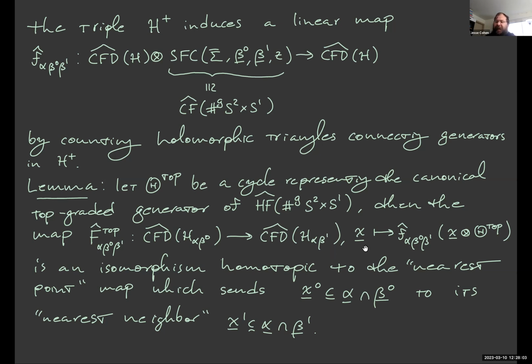that you get by sending a generator X to the result of applying this map that we got from the Heegaard triple to X tensored with theta top. This is actually an isomorphism which is homotopic to the, quote, nearest point map. So what this nearest point map does is it sends a generator, which again is a subset of the intersection of alpha and beta 0, to its nearest neighbor point in alpha intersect beta 1. So you just sort of follow what happens to the intersection point along the isotopy, and you send each intersection point at the start of this path to the end point of that path.